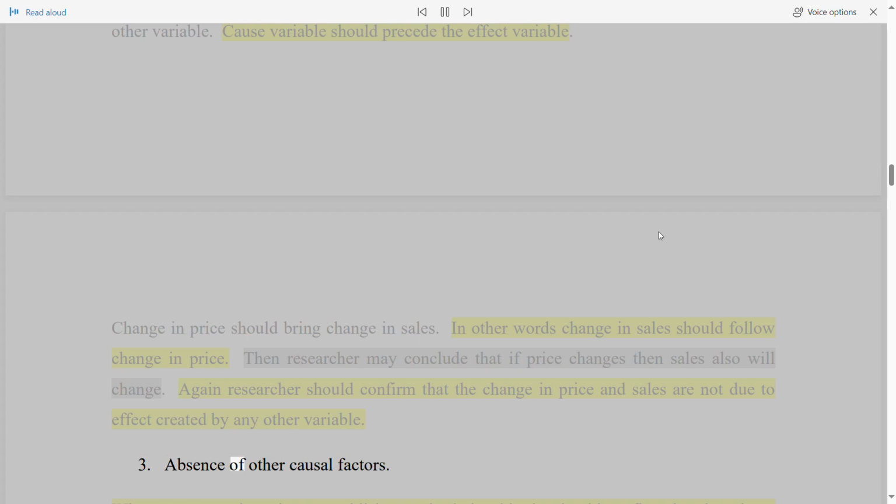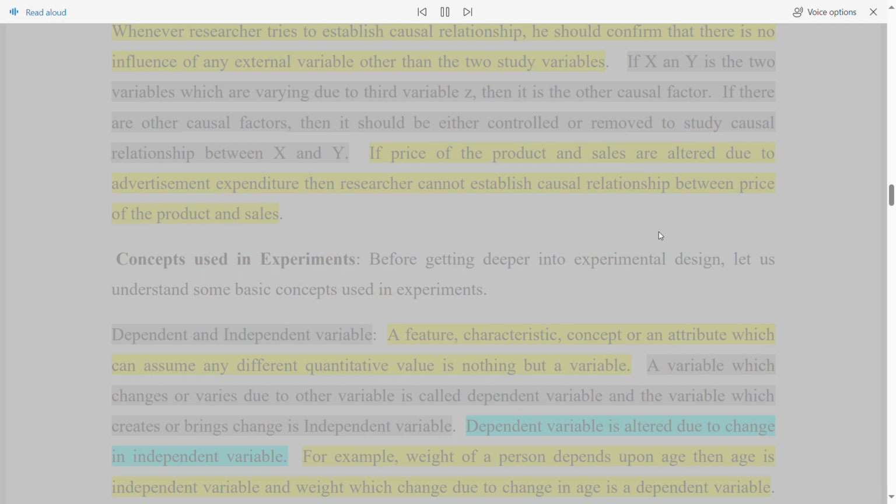3. Absence of other causal factors. Whenever a researcher tries to establish a causal relationship, he should confirm that there is no influence of any external variable other than the two study variables. If x and y are the two variables which are varying due to a third variable z, then it is the other causal factor. If there are other causal factors, then they should be either controlled or removed to study the causal relationship between x and y.